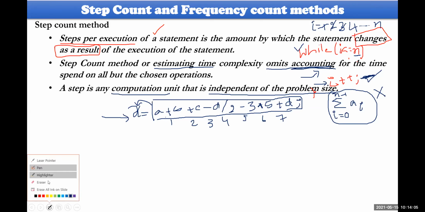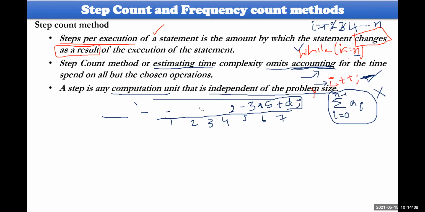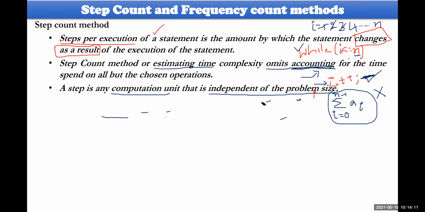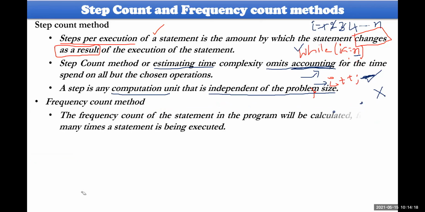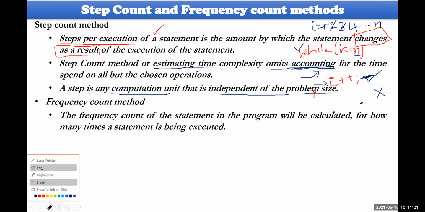Then the frequency count. Let us take the things which come under frequency count. The basic difference between step count and frequency count is like this. Frequency count always takes into consideration how many times a particular statement will be executed. The number of times a particular statement gets executed is called the frequency.